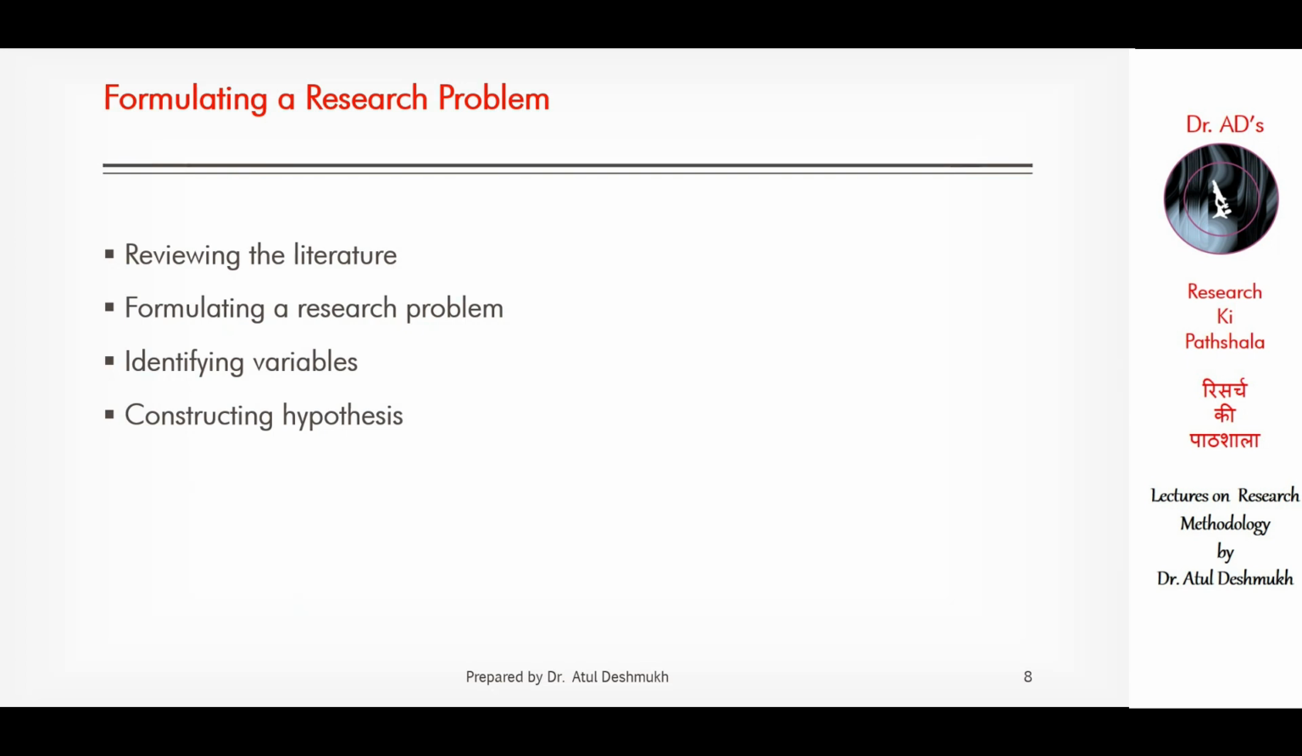So the first step in formulating a research problem is reviewing the literature. The second is formulating the research problem, third is identifying variables, and fourth is constructing hypothesis. We will go one by one in detail. So we are going to discuss the research problem under these four points: review of literature, formulating research problem, identifying variables, and constructing hypothesis.